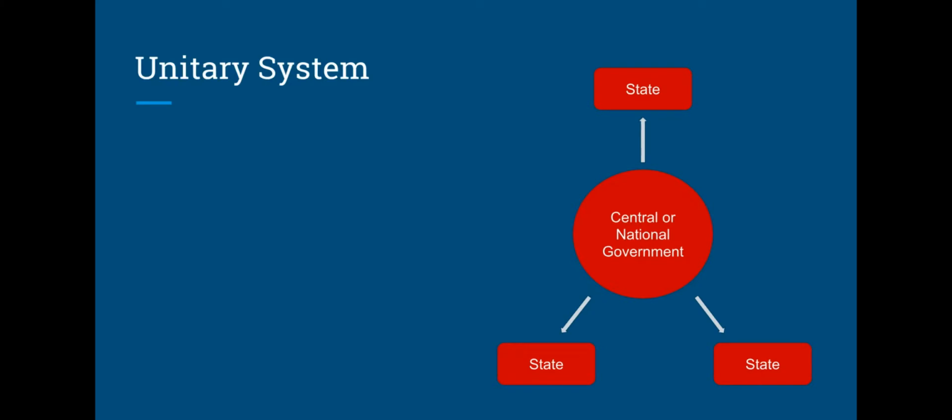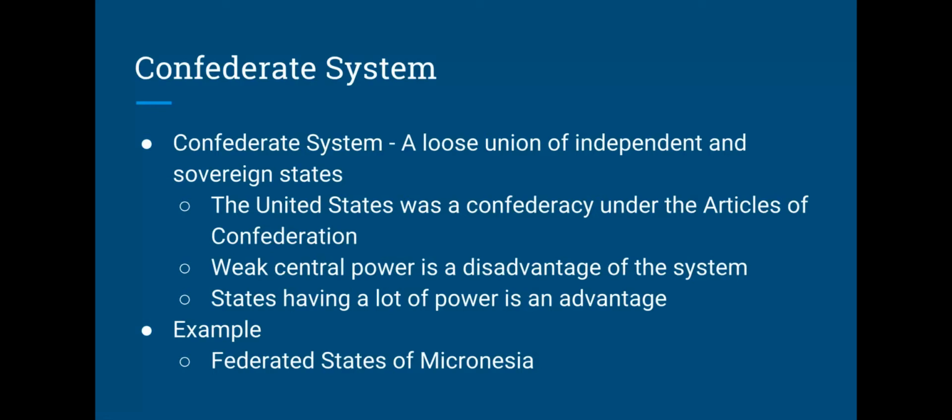And looking at this diagram, you can see how a unitary system works with the central government delegating powers out to the various states and local governments. A confederate system is a loose union of independent states. The United States was a confederacy under the Articles of Confederation.